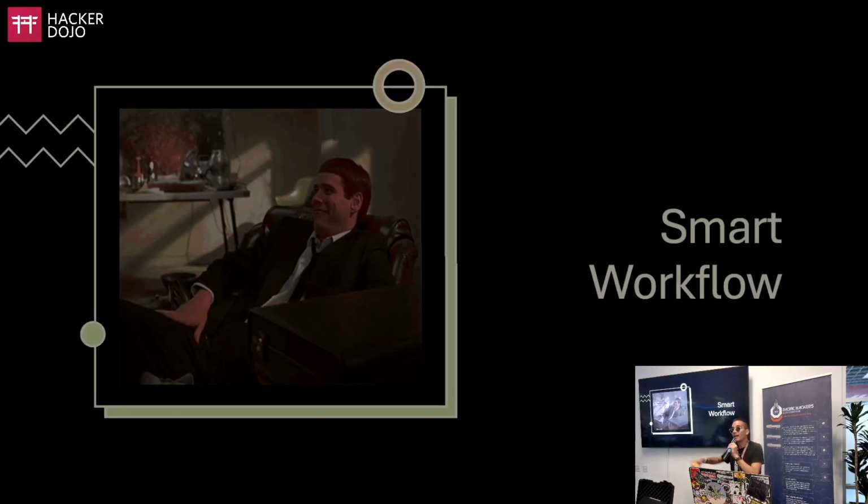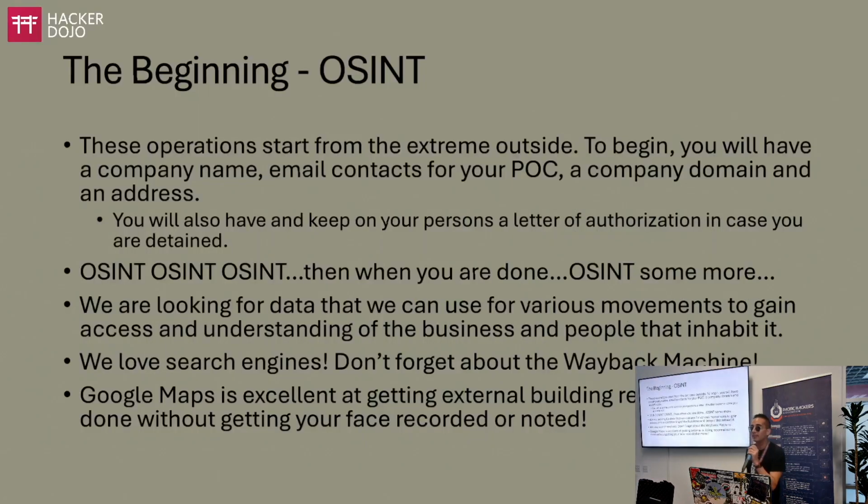So the first thing we're going to cover is smart workflow and how I use that in my engagements to prime what I'm going to be doing in the field when I actively engage. In the beginning, OSINT. You're going to be using a lot of this. As soon as I find out a target, I am looking up things about them as soon as I know their name, a domain, or where they live or work. I need to follow people, places, and things.